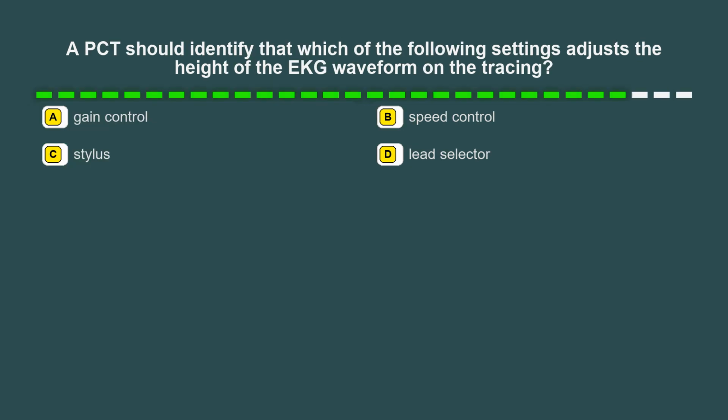Question 57. A PCT should identify that which of the following settings adjusts the height of the EKG waveform on the tracing. Option A, gain control. Option B, speed control. Option C, stylus. Option D, lead selector.